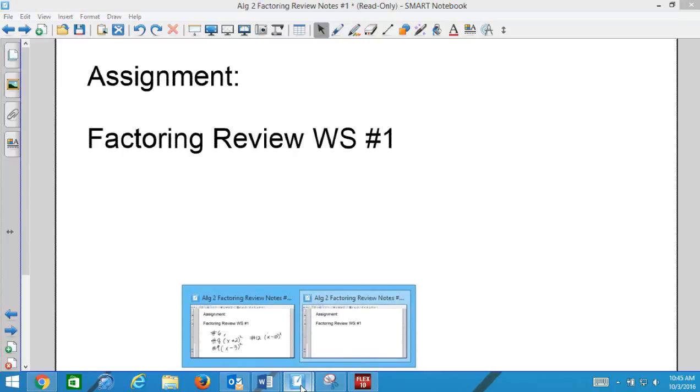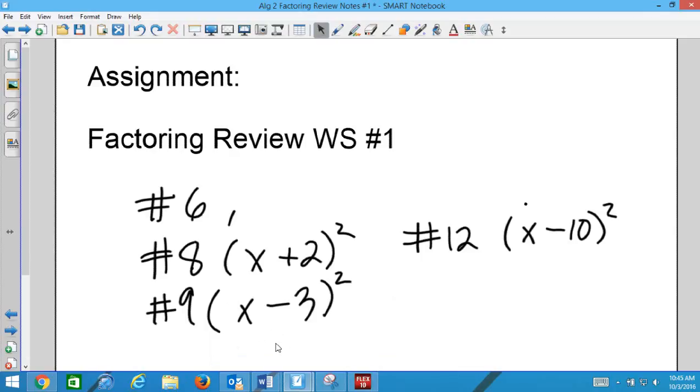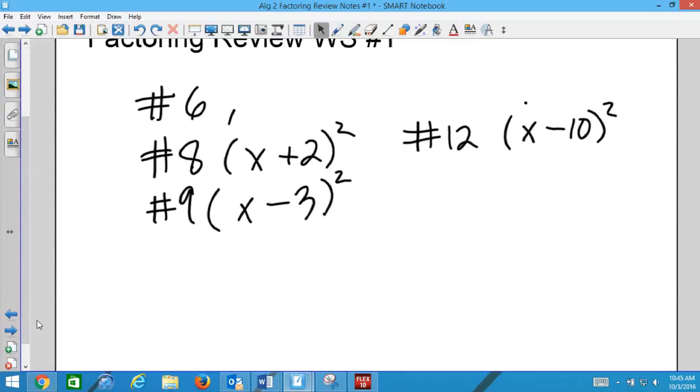When I copied and pasted stuff together, I copied and pasted the same thing over and over again, forgot to change it. So, number 6 is fine. Number 8, 9, and 12, we gotta fix the numbers. So fix them now with me. This is on the back page. Number 8 should say x plus 2 squared. I just copied the same question over and over again. I printed it and then I realized it, and I don't want to go reprint more paper. So we just fix them. So then number 9 should say x minus 3 squared. And number 12 should say x minus 10 squared.